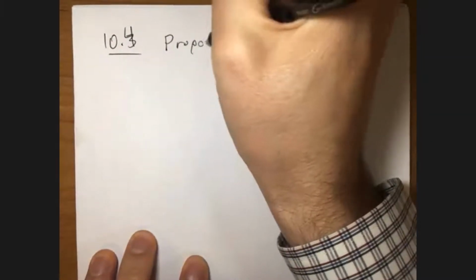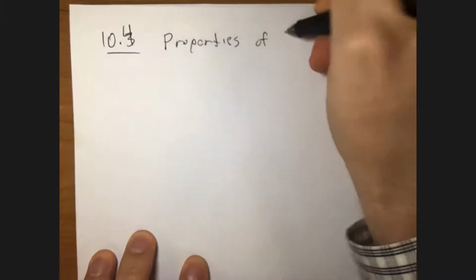Wait, where are we now? Properties. Oh, it's 10.4, sorry. I thought I was off. Properties of logarithms.